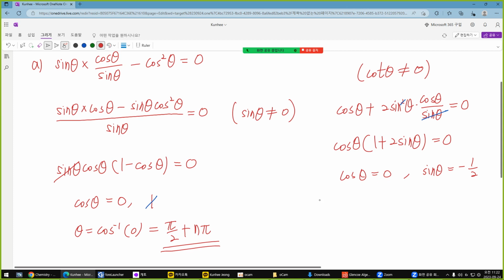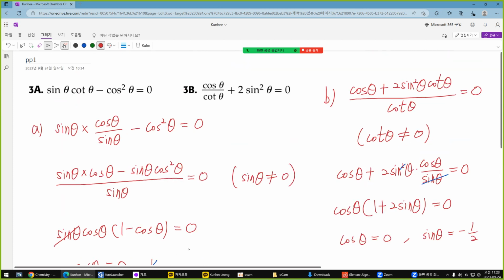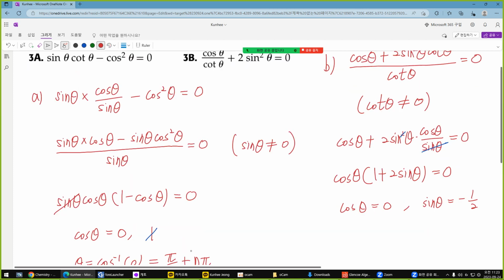So when cosine theta is 0, we already have the general solution, this one. But the problem is, when cosine theta is 0, cotangent theta is also 0. That means this cannot be the answer. That's the extraneous solution. So we cannot use this solution. So we need to find the theta when sine theta is equal to minus 1/2.